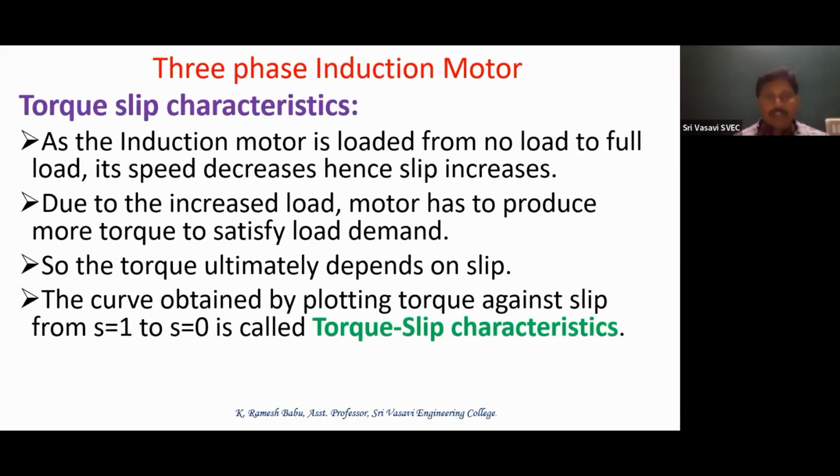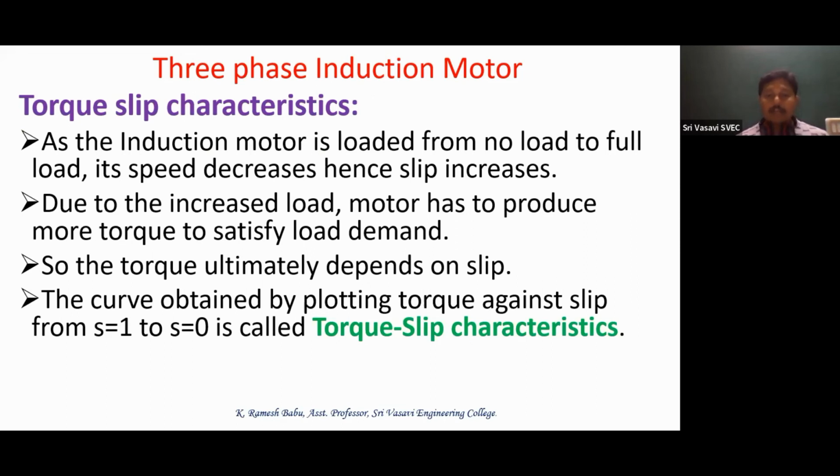So coming to the torque slip characteristics. The curve obtained by plotting torque against slip from s equal to 1 to s equal to 0 is called torque slip characteristics. We already know that torque ultimately depends on slip, right?